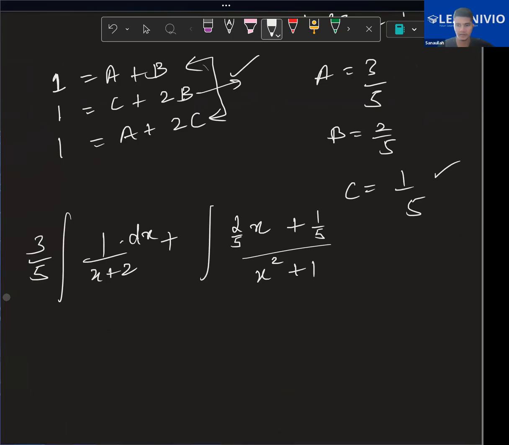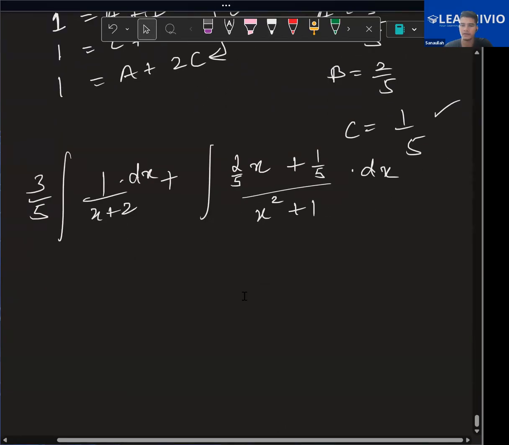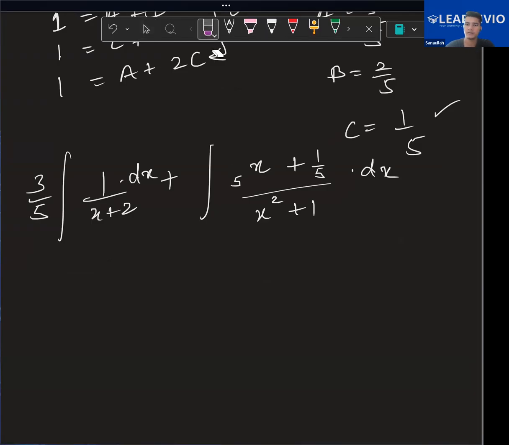Now see, there is an important thing. You can divide this into two parts. Why am I saying this? See, there is a 2 by 5 x plus 1 by 5. So if you simplify, the 5 will come in the denominator and you will have 2x plus 1 in the numerator. I'm just writing it over here: 1 upon 5 outside, and 2x plus 1 in the numerator.